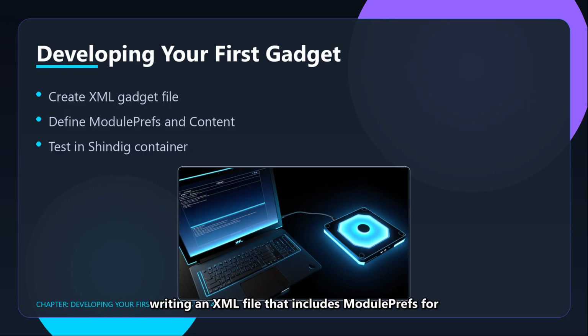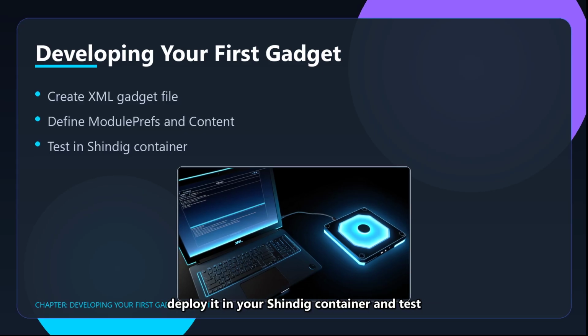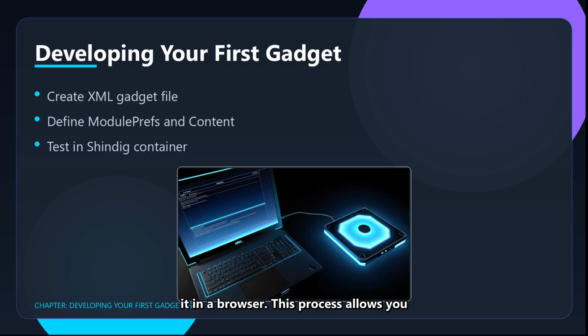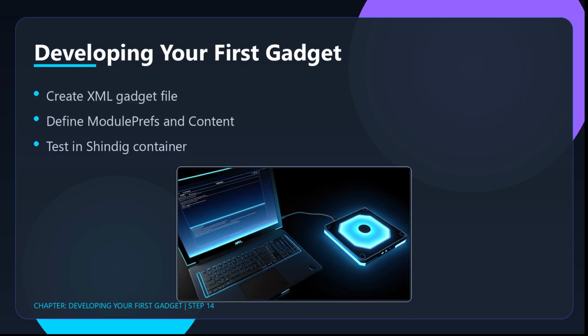Creating your first gadget is simple. Start by writing an XML file that includes module prefs for metadata and content for rendering. You can then deploy it in your Shindig container and test it in a browser. This process allows you to quickly iterate and build rich, interactive components.